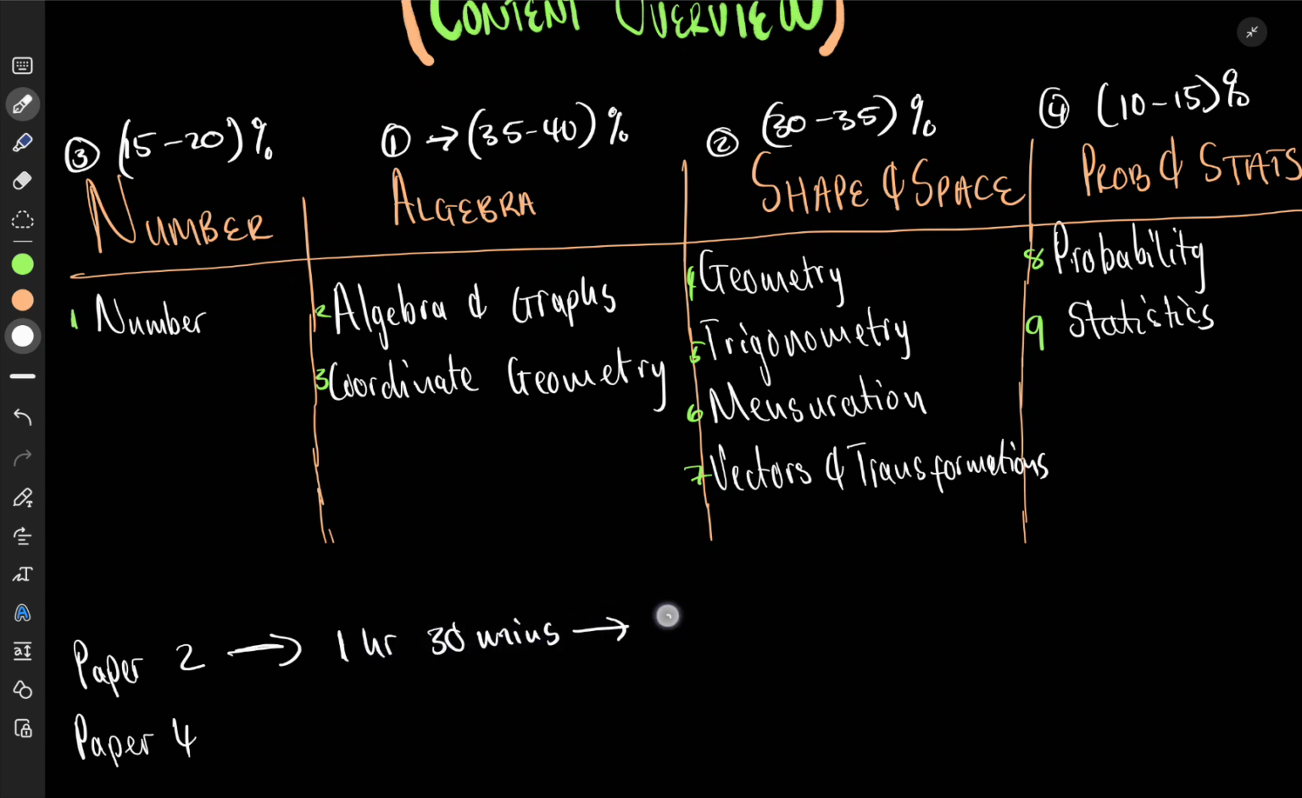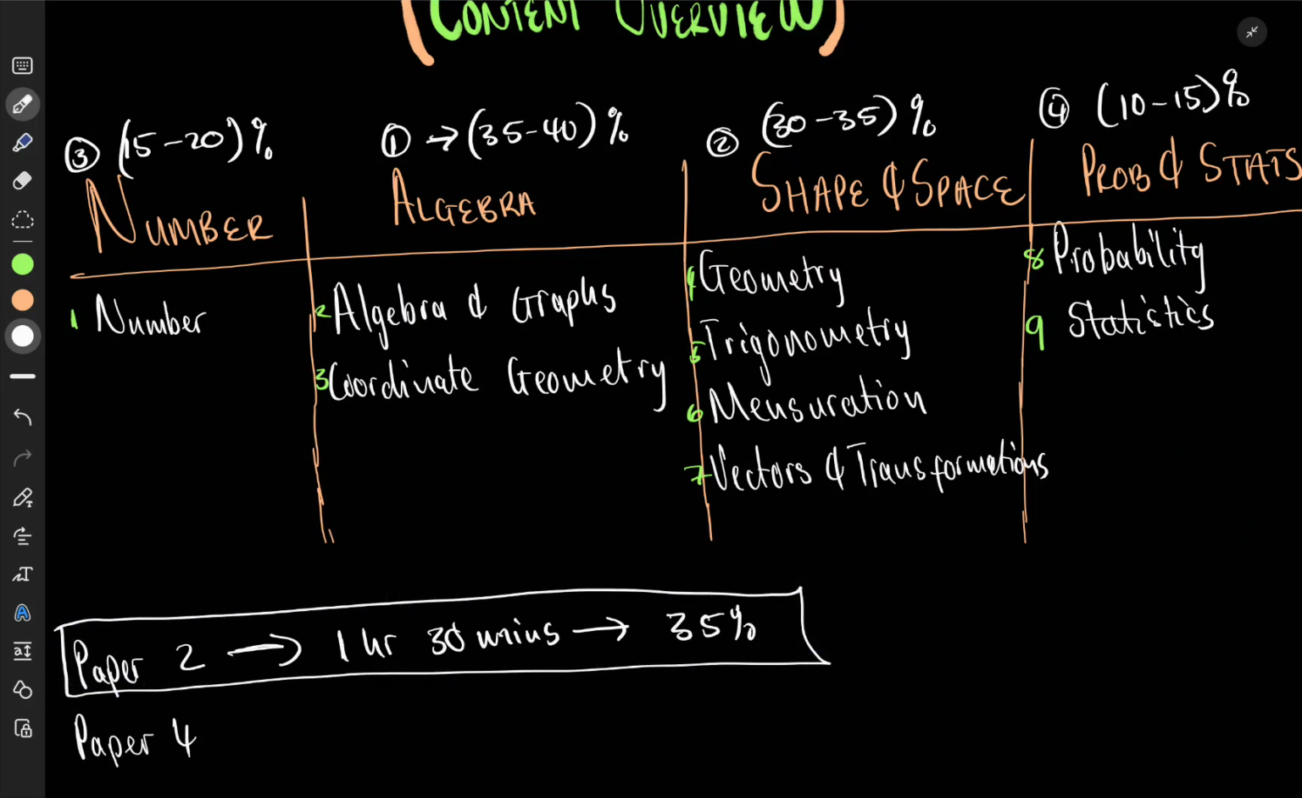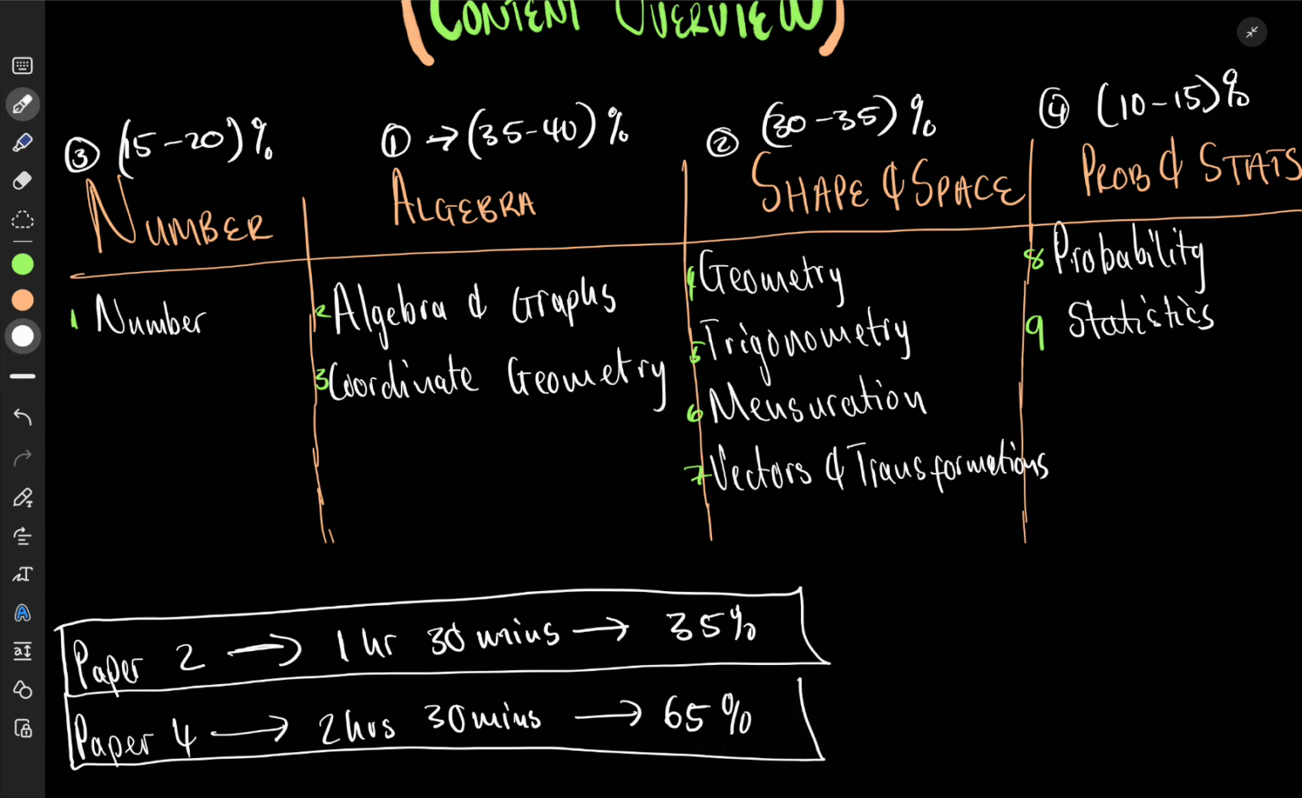And it's going to give you 35% of your final mark. This paper is going to be 35% of your final mark, and it's going to be 1 hour and 30 minutes. Paper 4 now is going to be 2 hours and 30 minutes, and 65% of your final mark is going to be in paper 4.